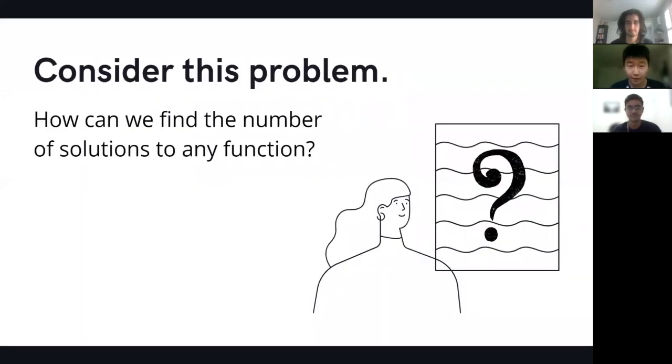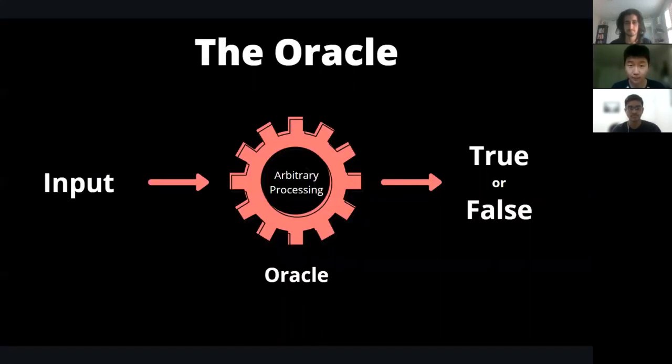The purpose of this algorithm is to find the number of solutions to a given function. For example, consider an arbitrary equation with multiple solutions. The quantum counting, or QC algorithm, helps us find the number of solutions to this equation, which should then help optimize the search for individual solutions.